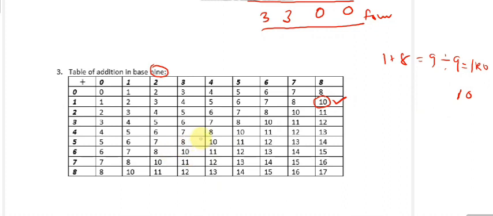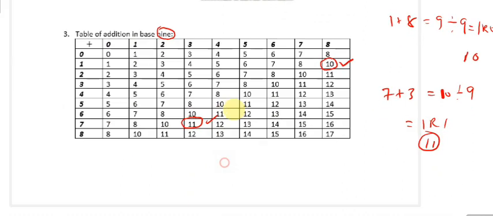Let me randomly choose another number. Let's say this. Okay. 7 plus 3. That's this 7. Then plus 3 is equal to 10. So it's greater than 9. So you have to divide by 9. So 10 divided by 9 is 1, remainder 1. So you write this 1 and this way. So that's why you have 11. So you can check through all of this for that addition.